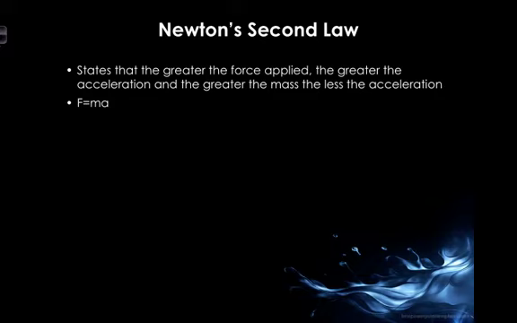Newton's second law basically says that the greater the force, the greater the acceleration. So the harder you push something, the faster it's going to move. And the greater the mass, the less the acceleration. So the heavier something is, the slower it will move. And mathematically, Newton's second law is basically force is equal to mass times acceleration.